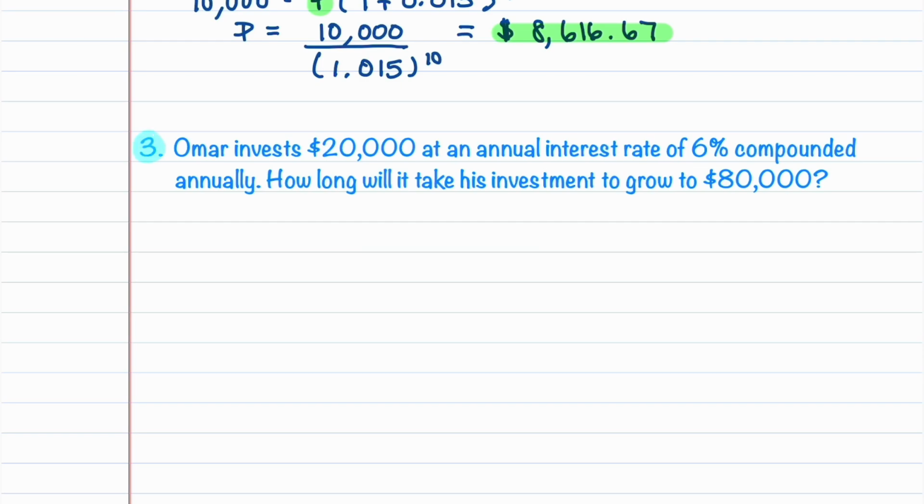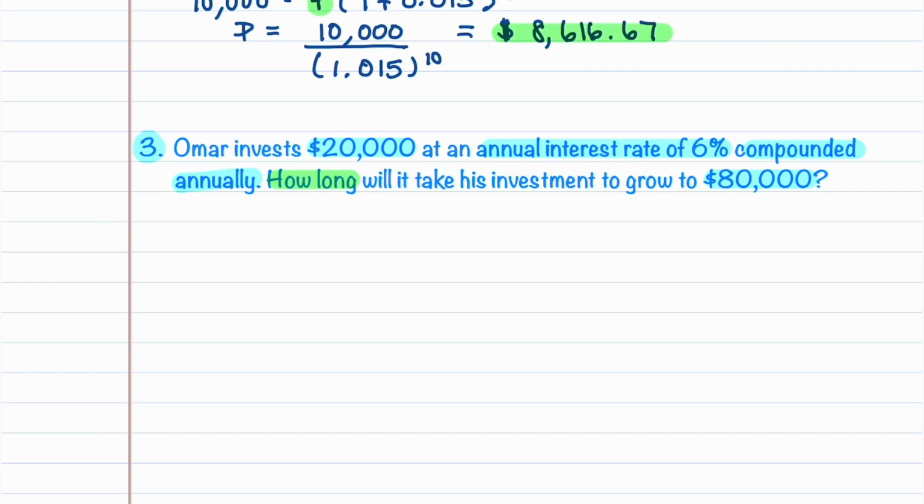Let's look at one more example. This one is definitely the hardest one because we're going to have to use logs and solve for t. We're told that Omar invests $20,000 at an annual interest rate of 6% compounded annually. We're asked to find how long, and that always means that you're going to solve for t, will it take his investment to grow to $80,000. The interest is being compounded annually, so that's periodic compounding.